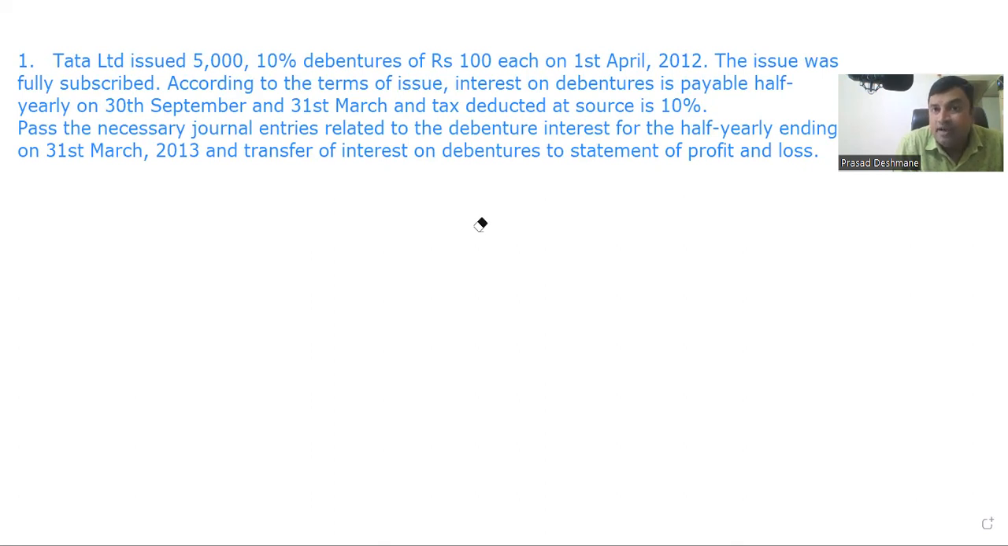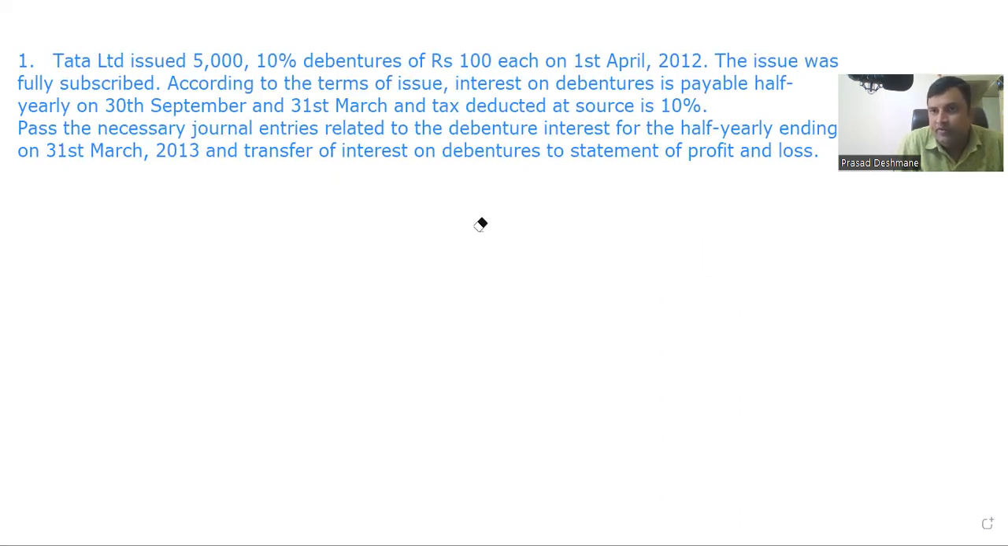Okay. And tax deducted at source, TDS, at 10% per annum. On the interest we are paying to the debenture holders, we'll deduct 10%, and that 10% will be paid directly to the government on behalf of the debenture holder. Pass necessary journal entries relating to debenture interest for the half year ending 31st March 2013. They are asking only for interest entries, so we are not going to show any issue of debenture entries, means no bank to application and nothing. We are just going to pass the interest entries with TDS, right? And transfer of interest on debentures to the statement of profit and loss account.